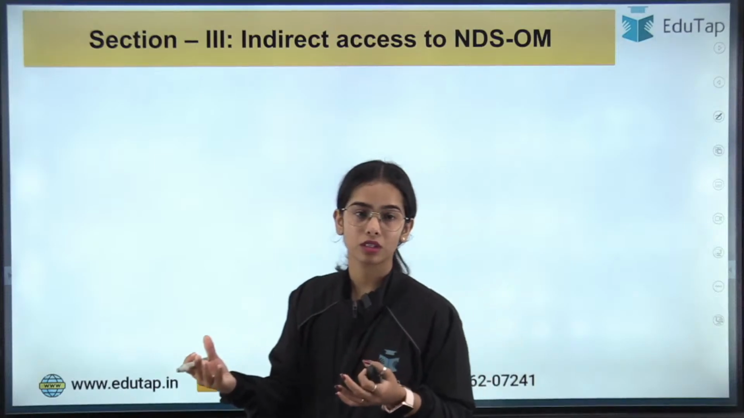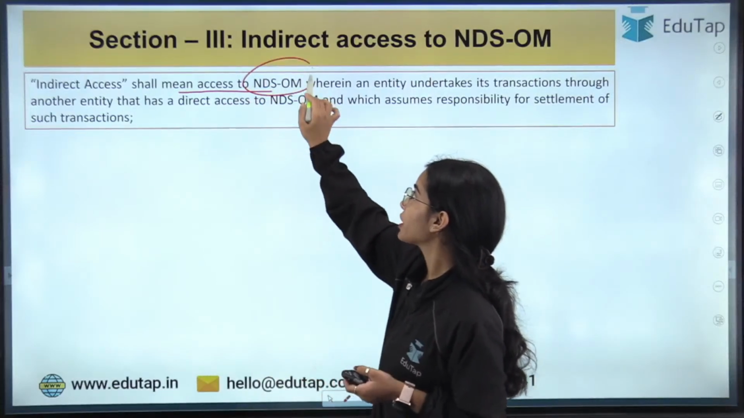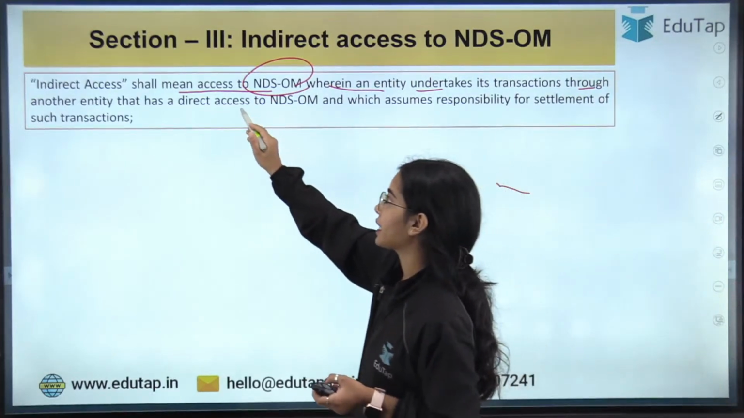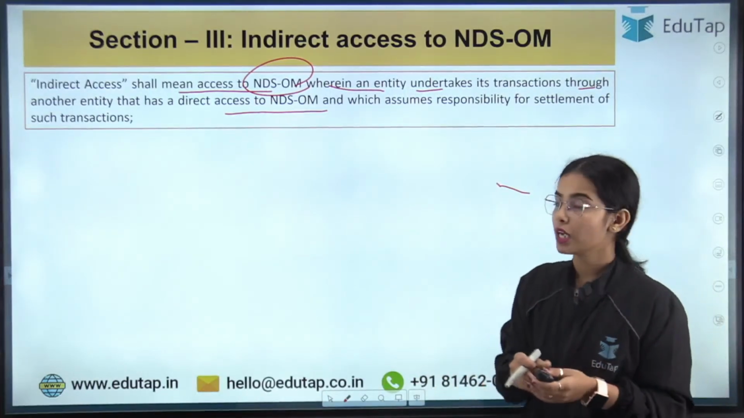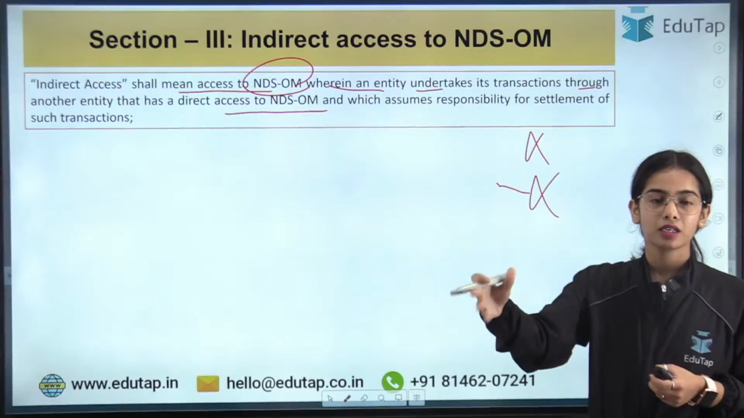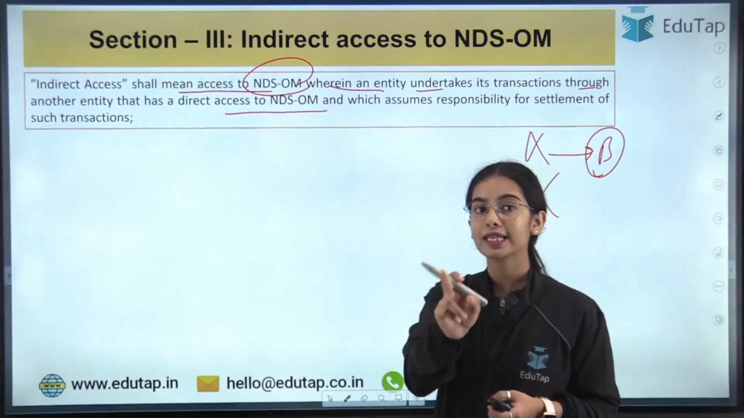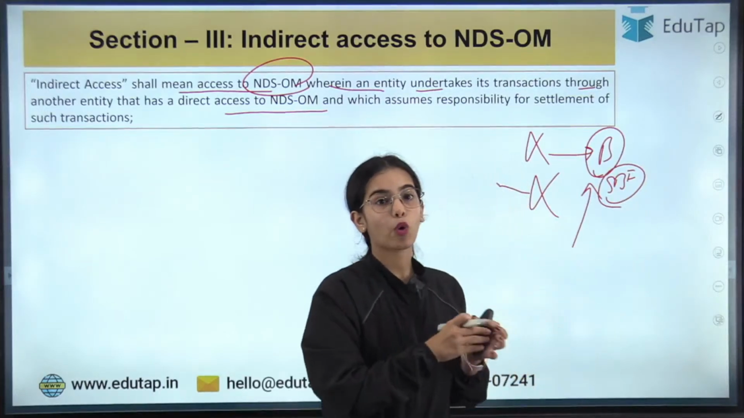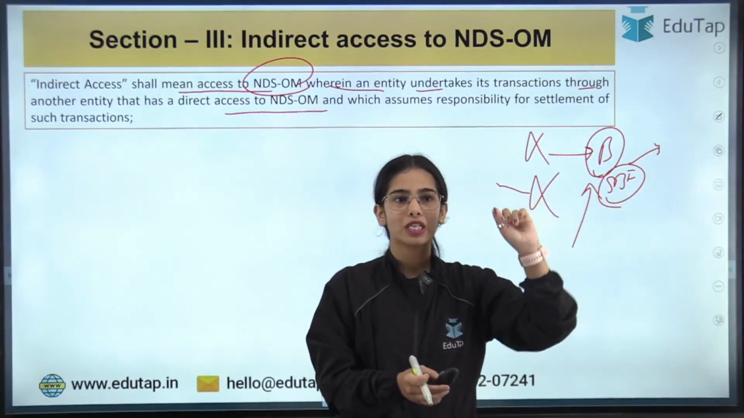Now coming to the next point, that's indirect access. Okay. So indirect access shall mean access to NDS OM wherein an entity undertakes its transactions through another entity that has a direct access to NDS OM. Let's say you are a person. Now you want to sell your government securities in the secondary market. Okay. Now you do not have an SGL account, you do not have a current account with RBI or the designated settlement bank. So you can go to a bank because the bank has an SGL account, the bank has a current account. So you are a customer of this bank. You are a customer of SBI. So you can ask SBI that on your behalf, SBI can sell the government securities in the secondary market. Okay. So that is indirect access.